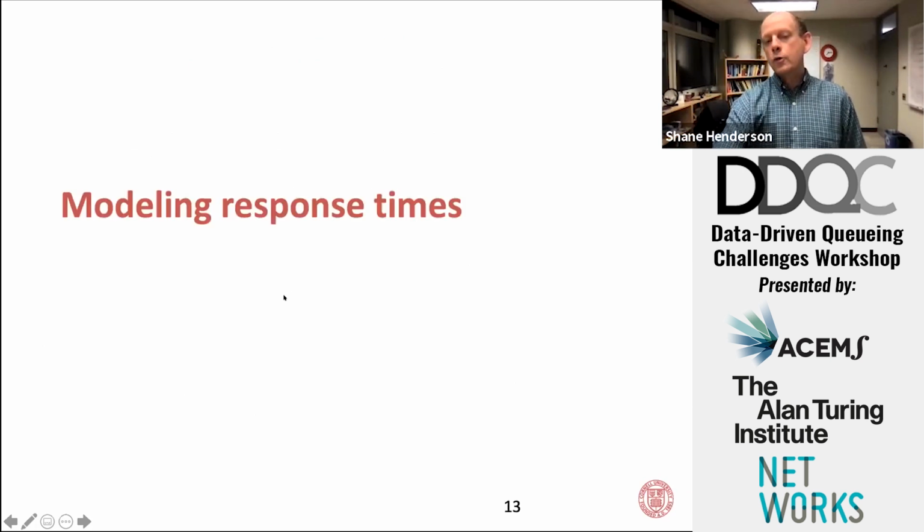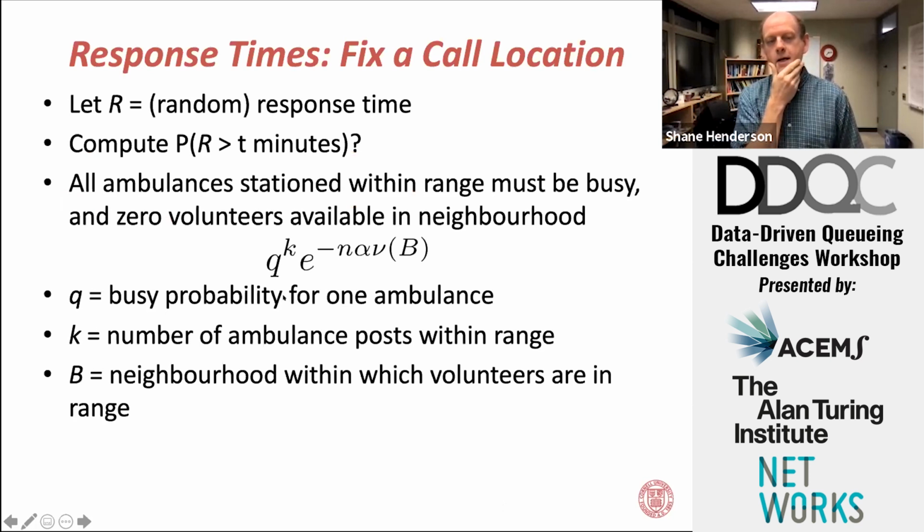Okay, so how do we model response times? So the idea here, what's a response time, right? It's basically the time until somebody arrives to help. So let R be that random response time, and let's compute the probability that that number is greater than some threshold little t minutes.